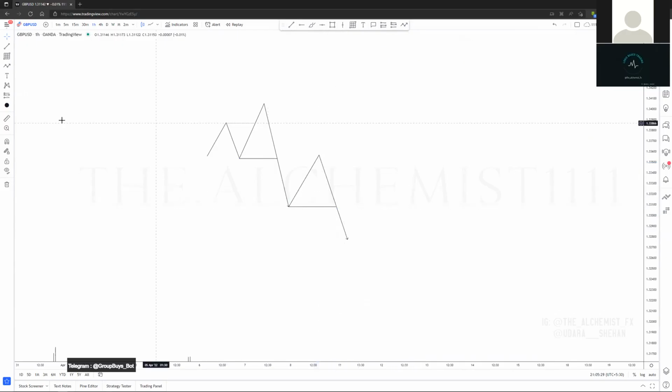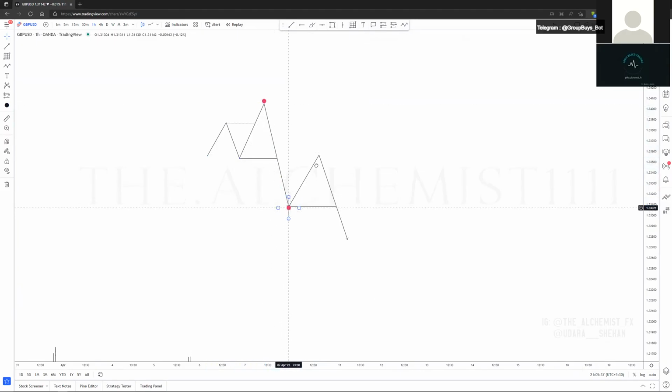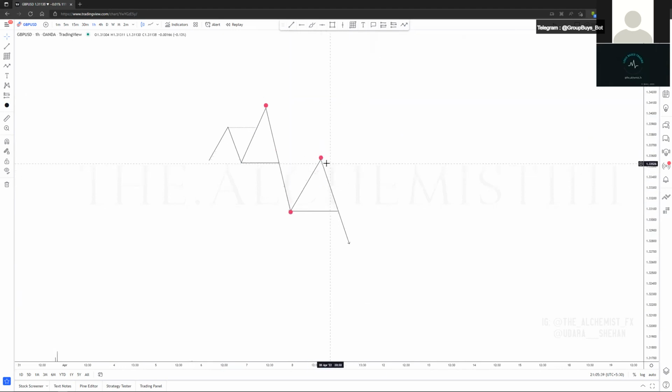Let's say this is simply market structure, right? Now we have this high, then we have this lower low, lower high, and a lower low, right? This is what we have. This is market structure.